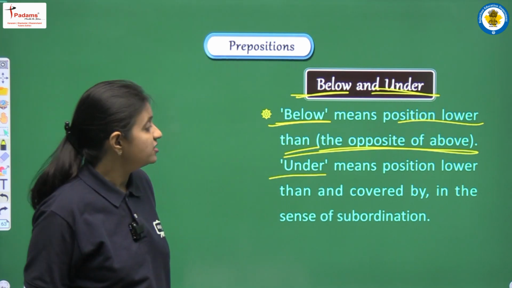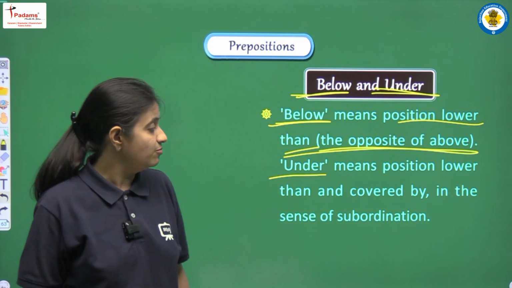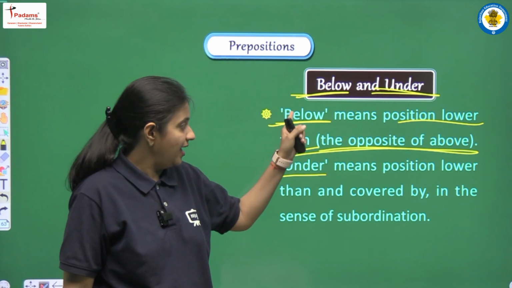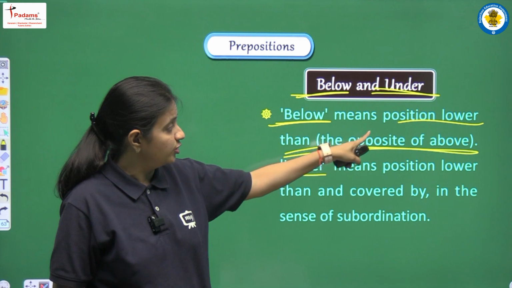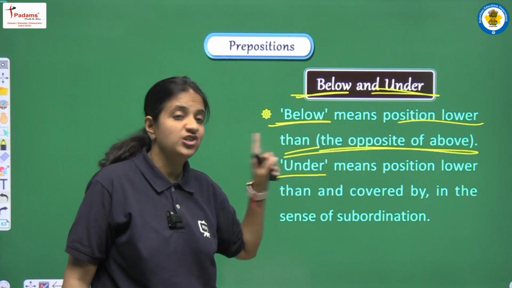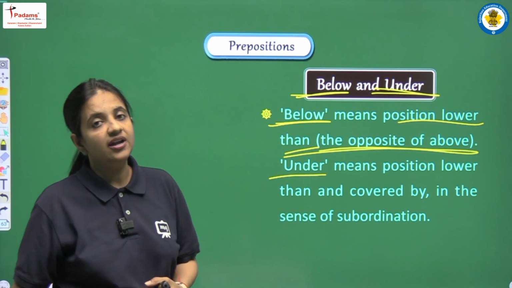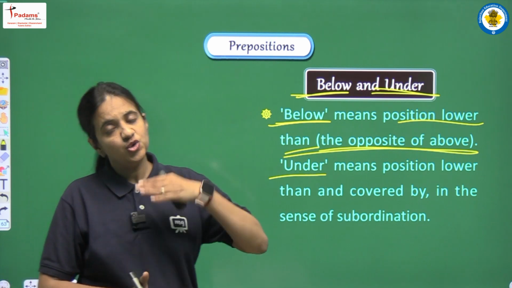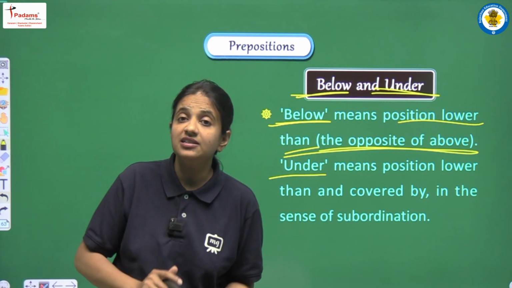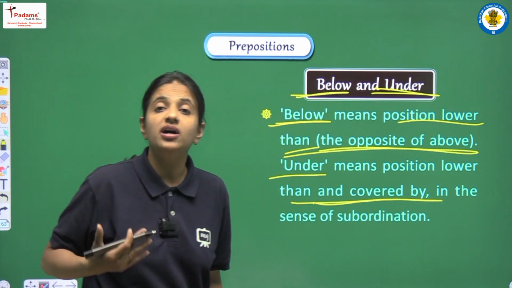Okay, under. Now let's talk about under. So under means position lower than and covered by in the sense of subordination. So yes, with the help of below also we are showing the position lower than, and with the help of under also we are showing the position lower than. Then what is the difference? The difference is that if we are using under, then we are showing the position lower than, but at the same time we are showing that the thing is covered by.